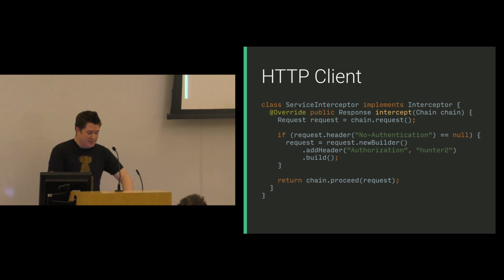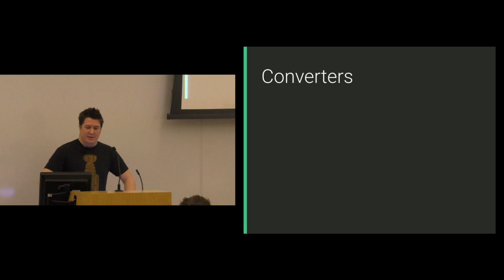More real-world examples would be if you have endpoints where you can do gzip request bodies, OkHttp doesn't do that by default. You have to opt into it. Maybe you want to log metrics or timings in an interceptor, but only for certain endpoints. This is a great way to do that. Okay, so that's the client.